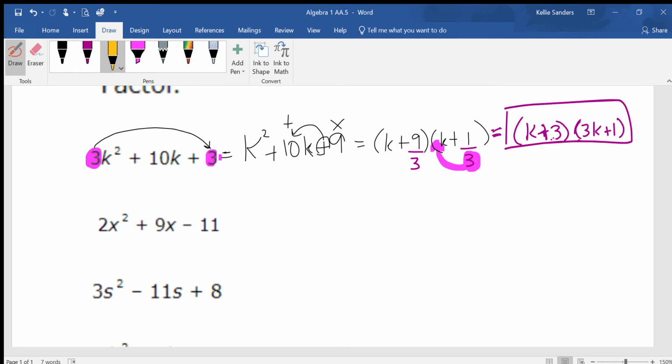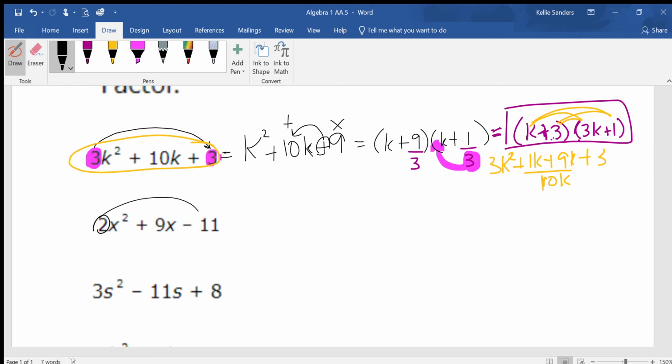And if we took the time and distributed all of this out, what should we get? We should get that right there. Okay? I'm not going to do that. Well, yeah, I am for this one time. So k times 3k is 3k squared. K times 1 is 1k. 3 times 3k is 9k. And 3 times 1 is 3. And 1 plus 9 is 10k. So 3k squared plus 10k plus 3. Okay. So it worked.